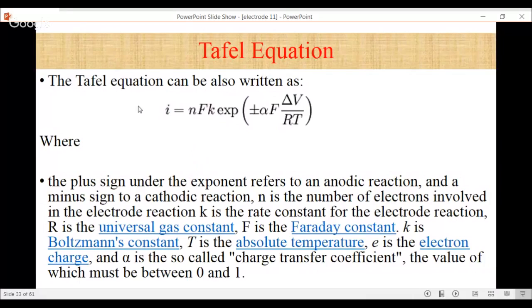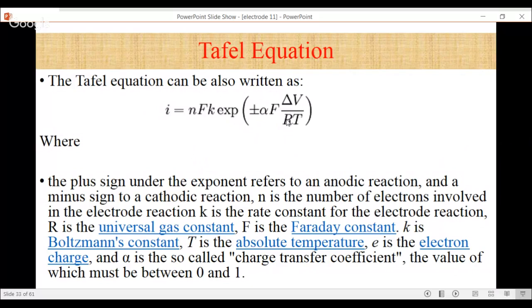So the Tafel equation can be written as I equals n F k exponential plus or minus alpha F delta V by RT. The plus sign under the exponent refers to the anodic reaction. The minus sign refers to the cathodic reaction. n is the number of electrons involved in the electrode reaction. k is the rate constant for the electrode reaction. R is the universal gas constant. F is the Faraday.